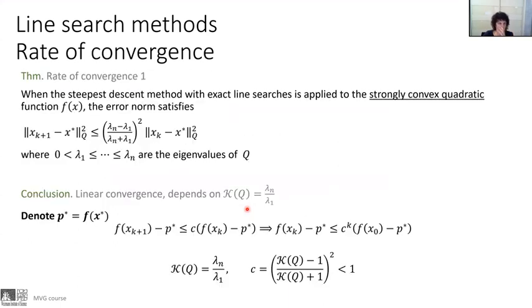Then it can be shown that when I'm doing exact line search on the strongly convex quadratic function, the error norm satisfies that x_{k+1}, the next iteration, minus the global optimizer is smaller than some quantity times what I had before, okay? And what is this quantity? If I take Q and its spectrum, lambda 1 till lambda n, then this quantity depends on the smallest eigenvalue of Q and the largest eigenvalue of Q. That's what we have written here. Actually, this is lambda n minus lambda 1 divided by the sum of them, squared.